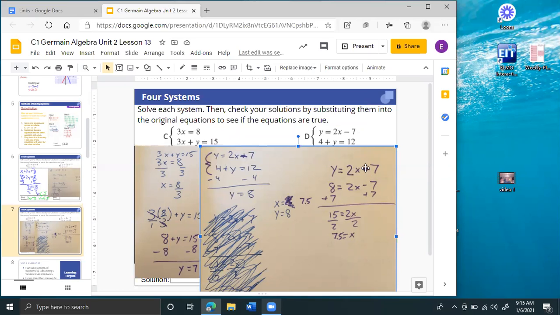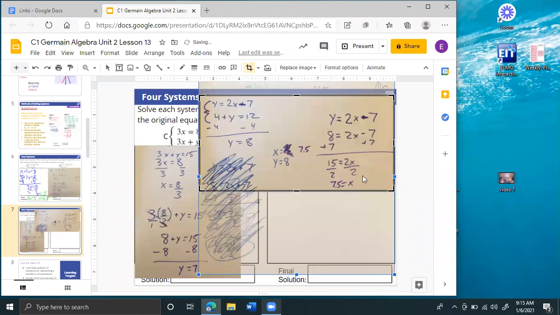And I had written it down incorrectly, so that's why I kept getting the wrong answer. So 8 is equal to 2x minus 7. Adding 7 to each side to get that x isolated. 2x is equal to 15. Divide by 2, divide by 2. X is equal to 7.5. Okay, so a final solution of 7.5 for that one there.